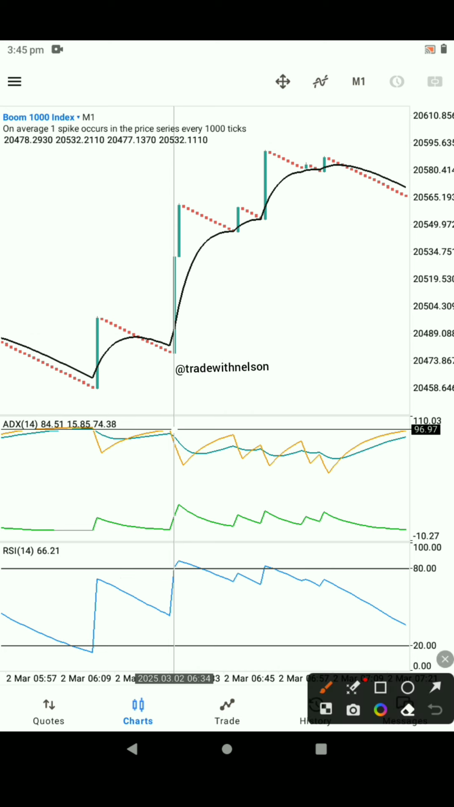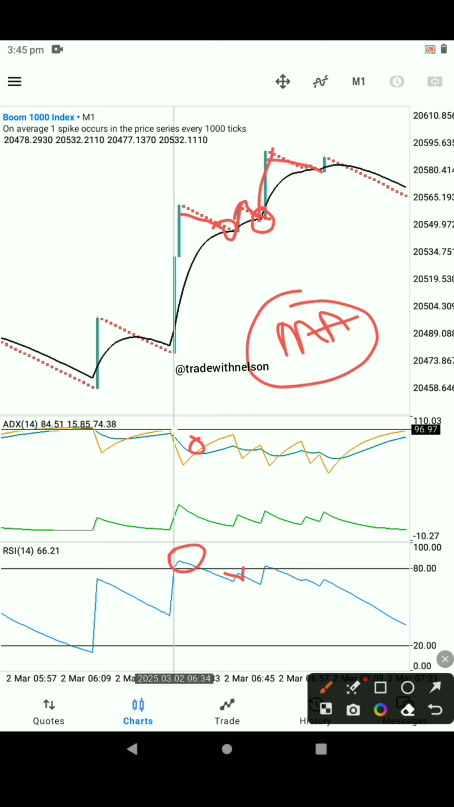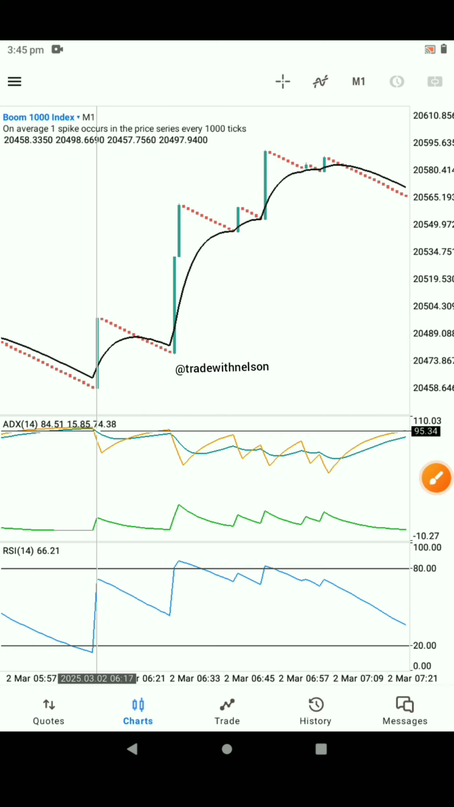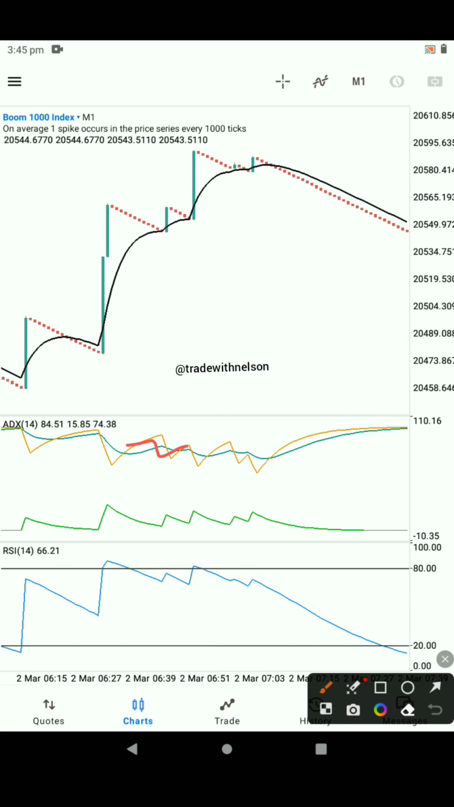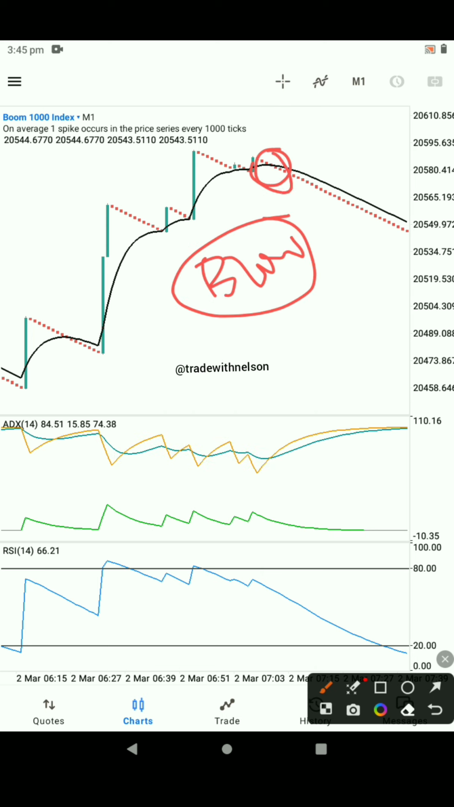But you can see over here as it enters the 80 level, we have it going down, we have a cross, reject the moving average, go down, spike to the upside again, reject the moving average. This is why the moving average is also very important. Reject the moving average again, then we have a spike to the upside that enters into the 80 level. And as you can see over here, we see crosses in between the ADX lines. So the moving average is very important.